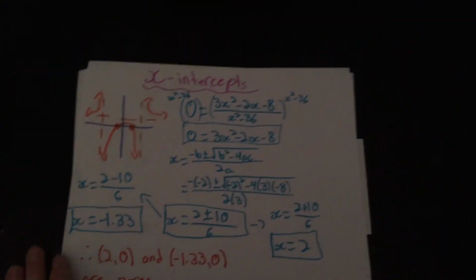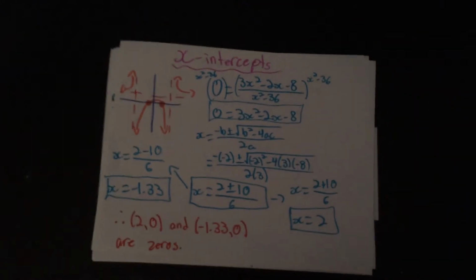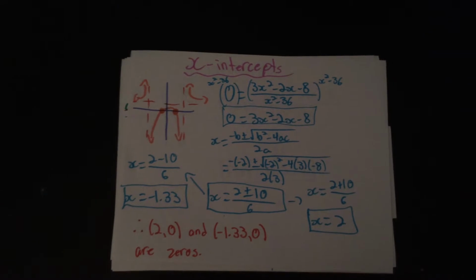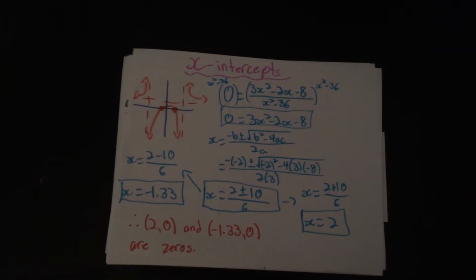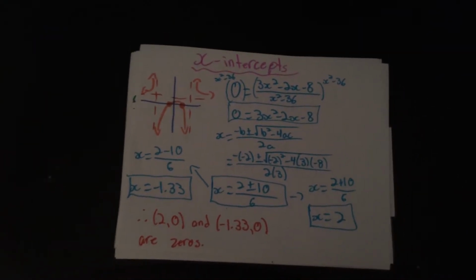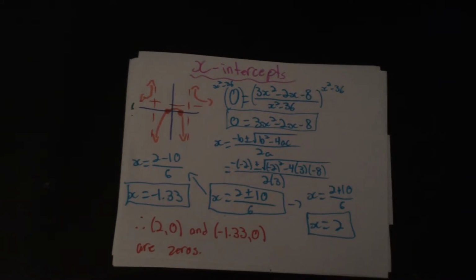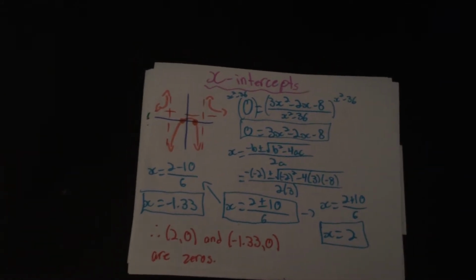The x-intercepts for this function are found by subbing in f(x) as 0 and solving for x. This is found by cancelling the denominator and subbing the resultant quadratic into the quadratic formula to find values of −1.33 and 2.